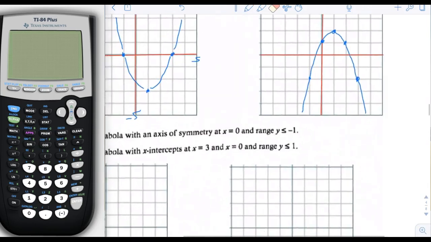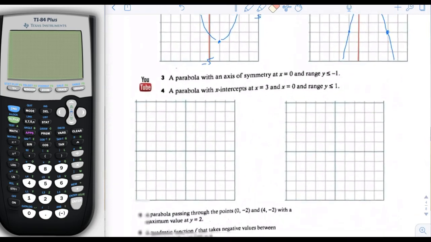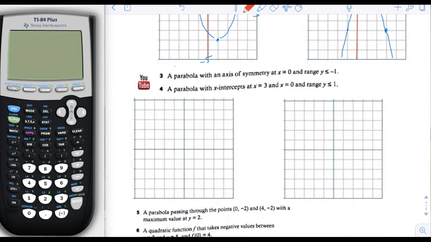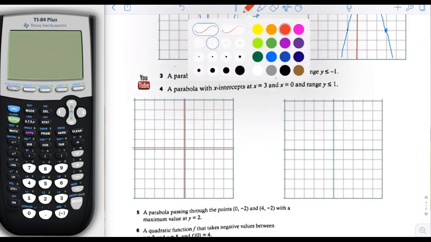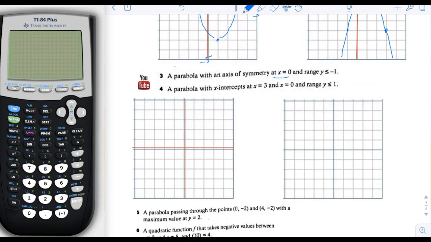Okay, moving on. Number 3. A parabola with an axis of symmetry at x equals 0 and a range less than or equal to -1. Okay, so let's draw our grid. And we're going to draw some points. Ooh, x equals 0. So this doesn't give us a point. It gives us the axis of symmetry, which is along the y-axis because x equals 0.